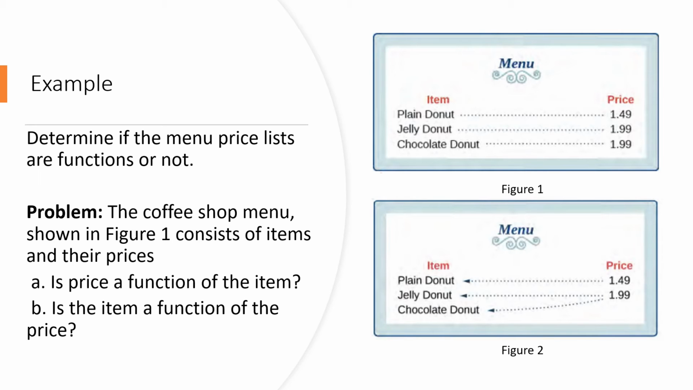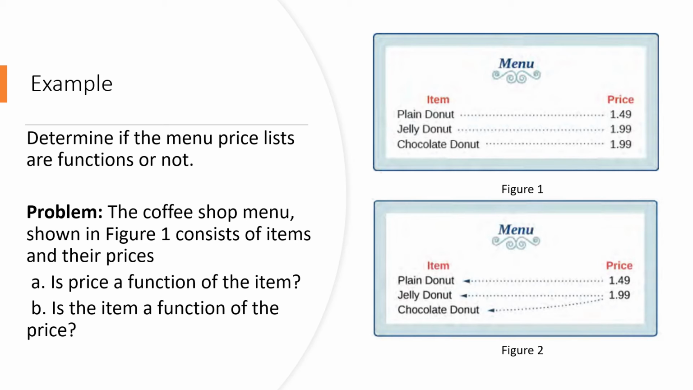The items are plain donut, jelly donut, and chocolate donut. Notice that the plain donut has a price of 1.49, the jelly donut has a price of 1.99, and the chocolate donut has a price of 1.99 again. Now the question is, for letter A, for this figure, is price a function of the item? How can we answer that one?